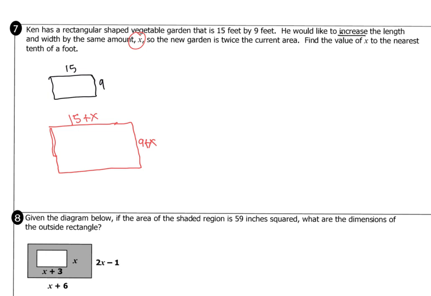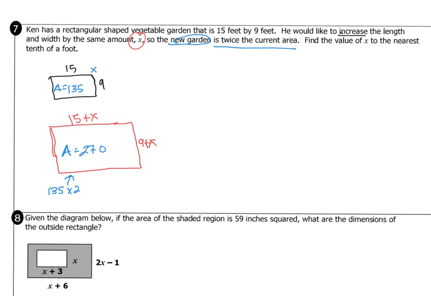Well, for the first area, my little black rectangle here, we're just going to do 15 times 9. And 15 times 9 for the original area is 135. So now we know here that it told us that the new garden is going to be twice the current area. So we just have to do 135 times 2 to get the new area. So we'll know that the new area, 135 times 2, is 270.